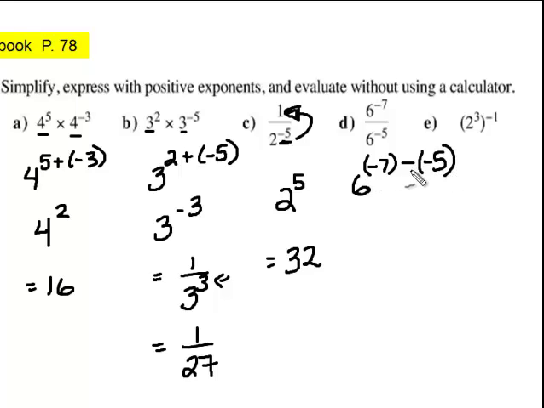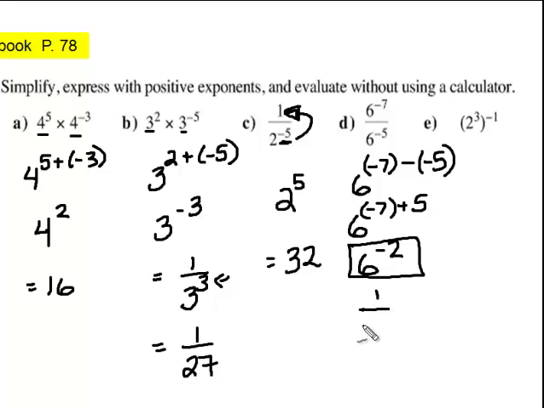That's negative 7 minus negative 5, or, again, I'll just show all my work here. That would be like saying negative 7 plus 5. So I get a final answer of 6 to the negative 2. Now, I know to make that positive, I'll have to put it in the denominator. Right now, it's a whole number, 6 to the negative 2. So I'm going to write it as 1 over 6 squared, so that I could easily solve it in my head as 1 over 36.